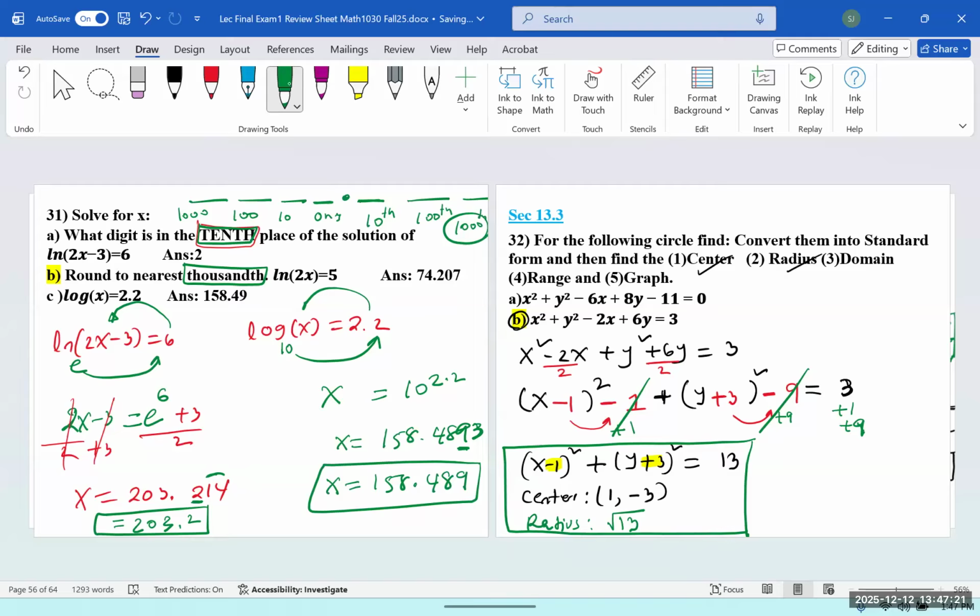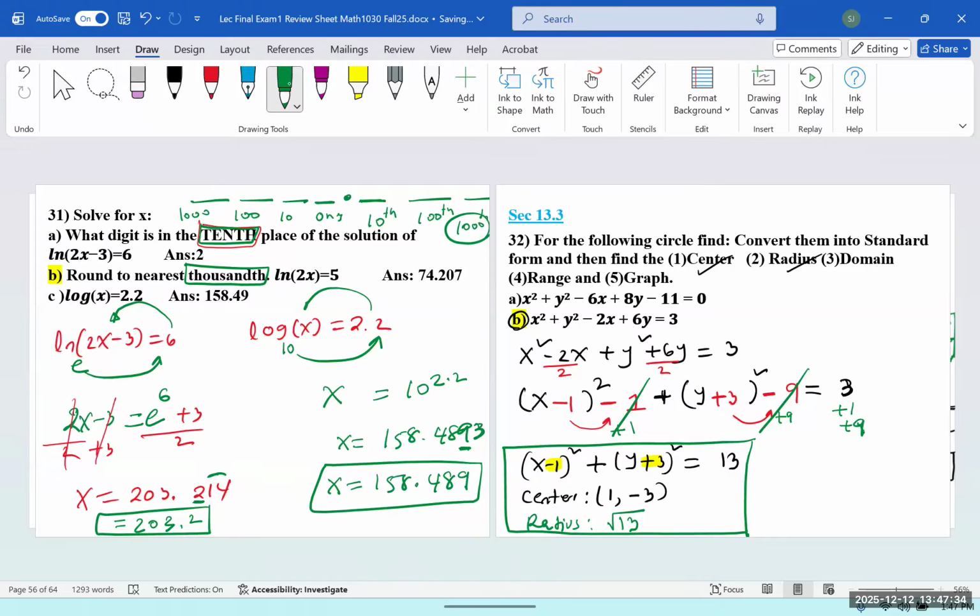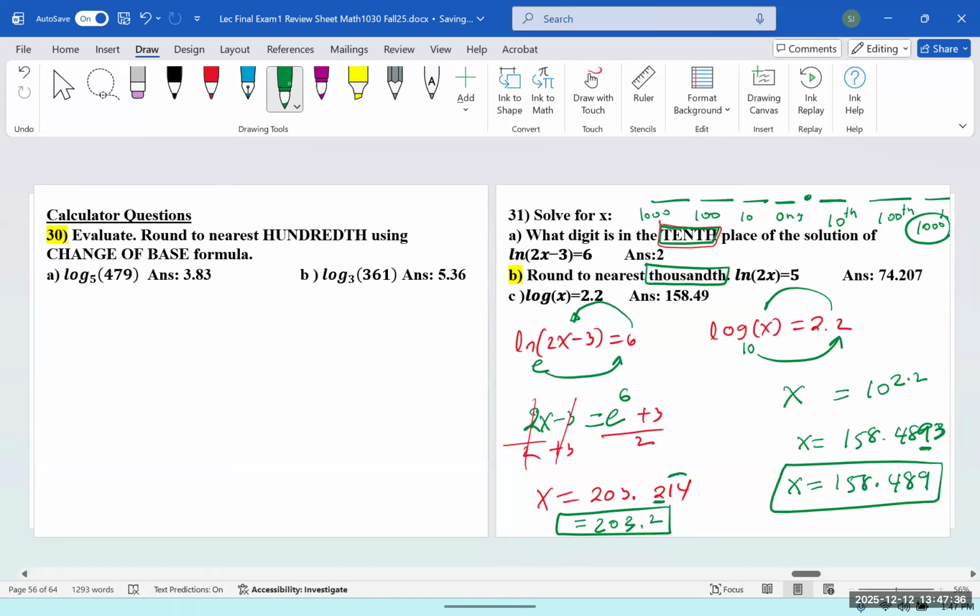So they may ask you, what digit you have in the 10th place? What digit you have in the 100th place? So that's how you solve logarithmic equations. Definitely one of these will be in the final.